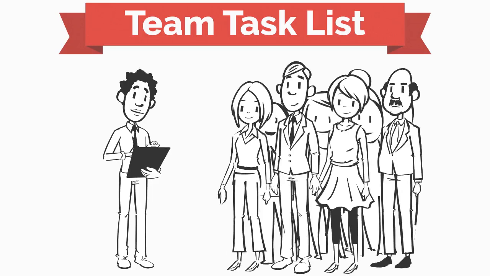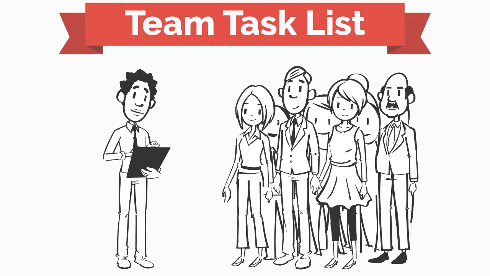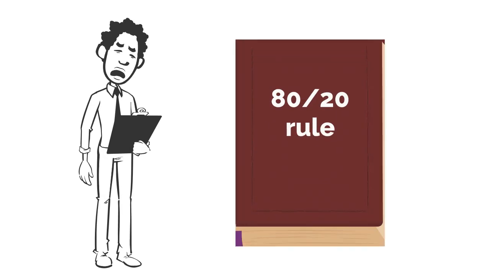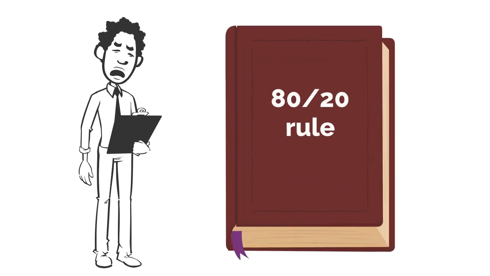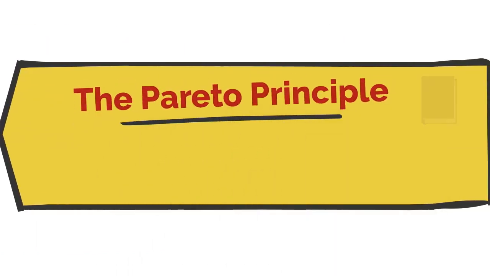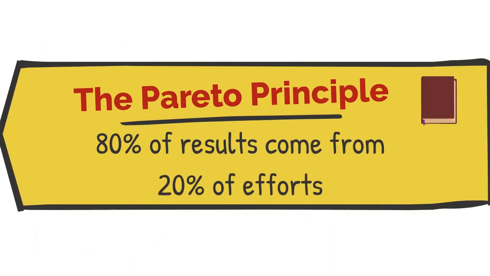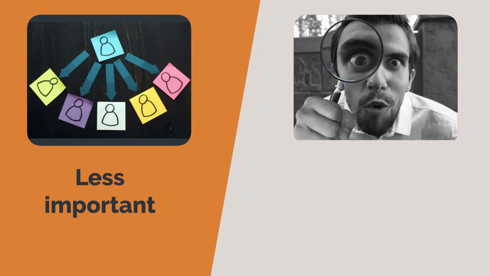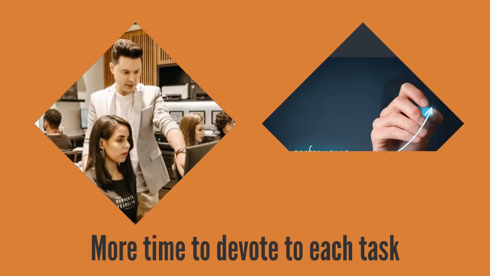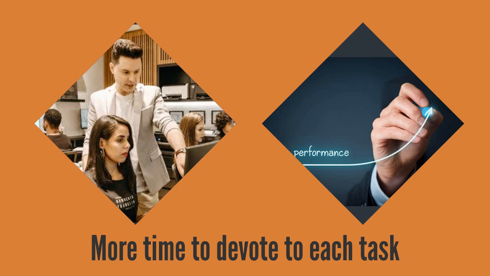On the other hand, a team task list lists scheduled tasks and jobs assigned to a group of employees or a team. If a manager is having trouble delegating team tasks, the 80-20 rule puts things into perspective. The Pareto principle, or the 80-20 rule, states that roughly 80% of results come from 20% of efforts. By delegating the less important tasks and putting more focus on the most important ones, managers have more time to devote to each task, which will enhance performance.